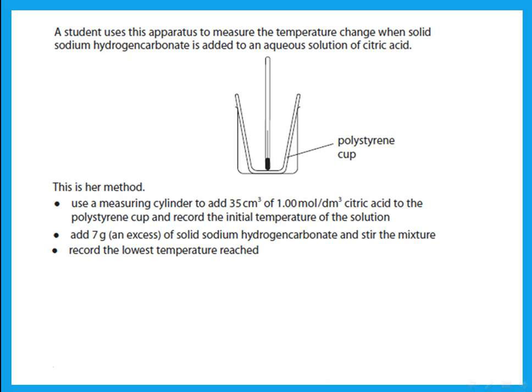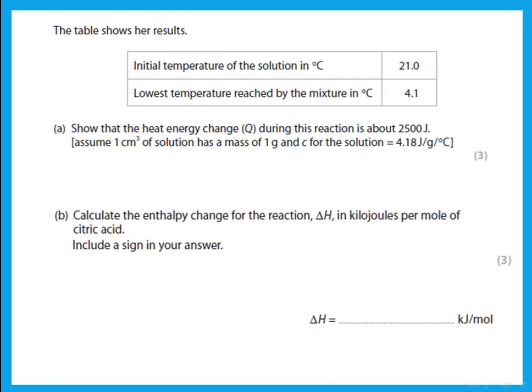This question says he put 35 centimeter cubed of 1 mole per decimeter cubed of citric acid into the polystyrene cup, recorded the initial temperature, and then he added 7 grams of sodium hydrogen carbonate and he recorded the lowest temperature. So he's given me temperatures. Initial was 21 and the final was 4.1. He's first of all asking us to calculate Q. Again, what is Q? Q is mc delta T. Well, what is delta T? Delta T is the difference in temperatures.